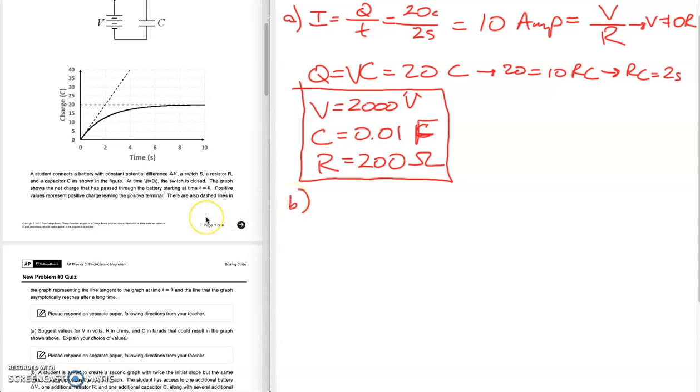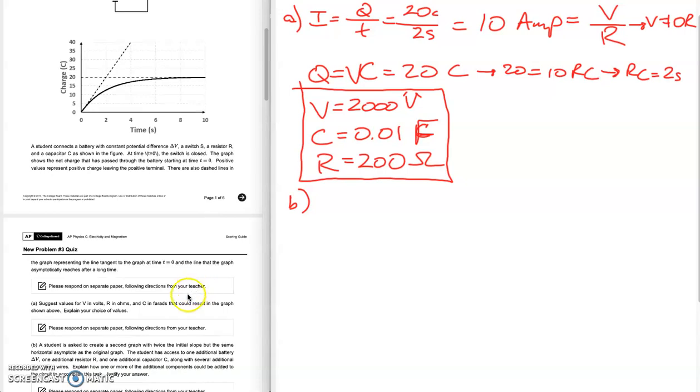All right, part B. What we want is for the capacitor to charge up twice as fast. So what we want is RC to be 1 second. So we need the thing on the left to be cut in half. But at the same time, they say we want the same horizontal asymptote. So we want the same charge. So we want Q equals VC to stay the same, but we want RC to be half as much. So this indicates that we need to mess with R, by cutting R in half.